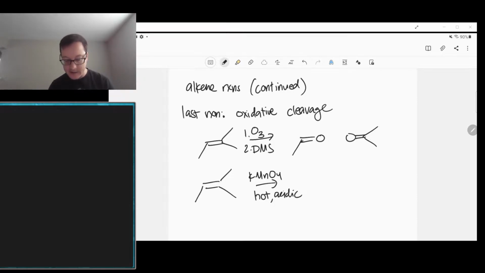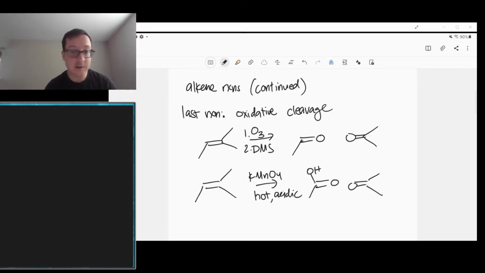If we use high temperature permanganate in either acid or base, but typically acid will work for this, you'll end up cleaving it slightly more differently. We're not going to look at a mechanism for that one, but suffice it to say that the permanganate, being a stronger oxidizing agent, is going to oxidize your alkene all the way up to the carboxylic acid, whereas the ozone, O3, will get you to the aldehyde.